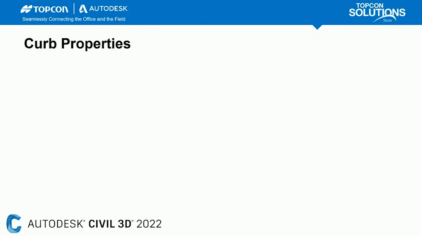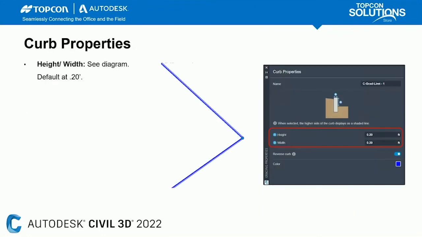Curb properties. These work separately from zones for parking lot design. Curbs can be a closed polyline, or they can be just a line. When you create one, it'll give you height and width. It does default to 0.2 feet from 0.2 meters, but you can change those properties. Half a foot is generally standard, so you want to make that half a foot for your height and width.